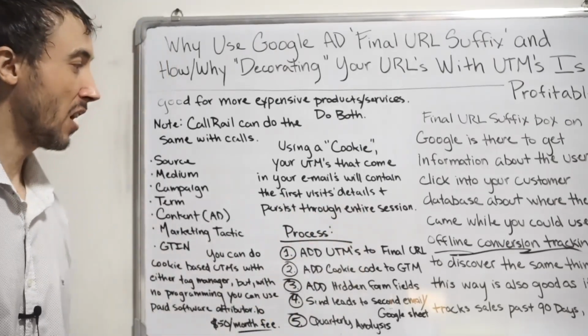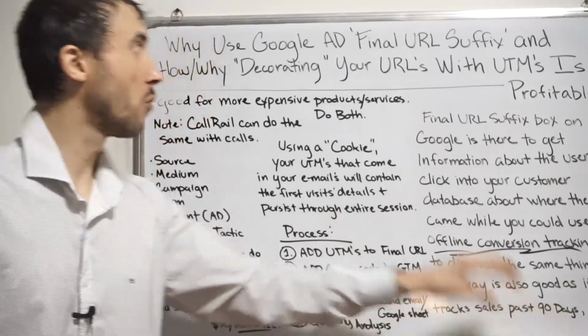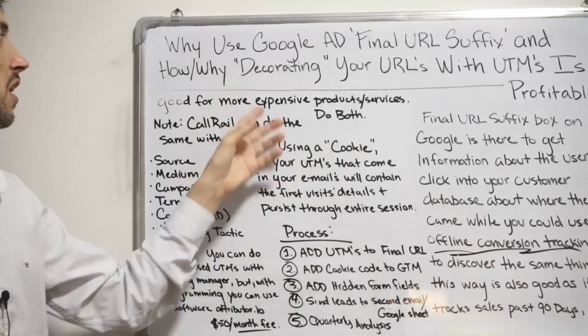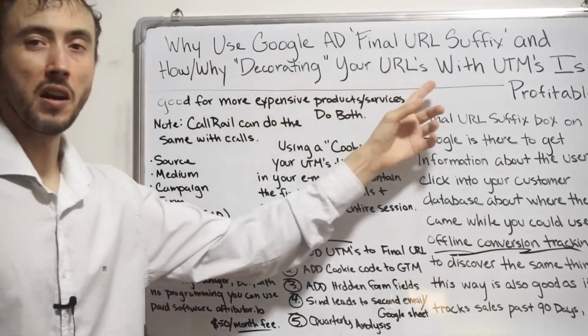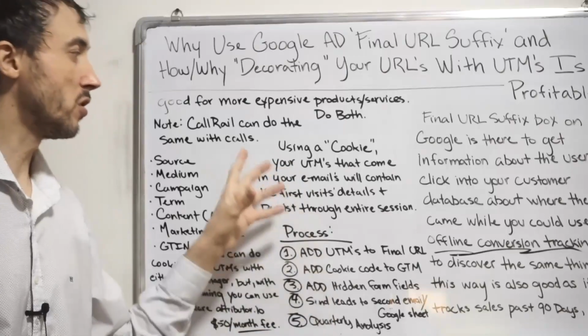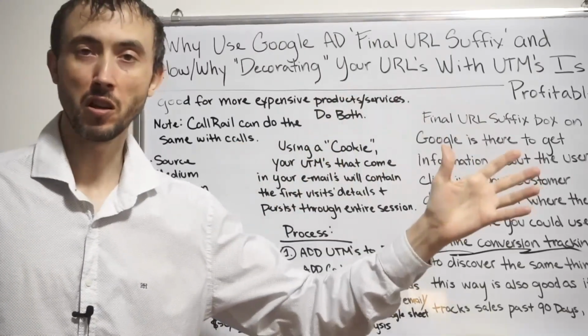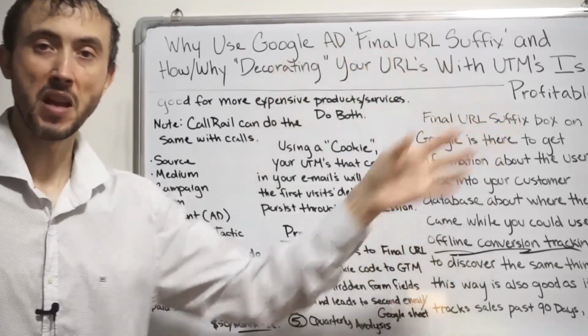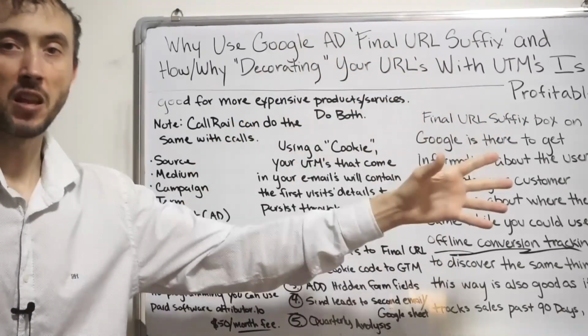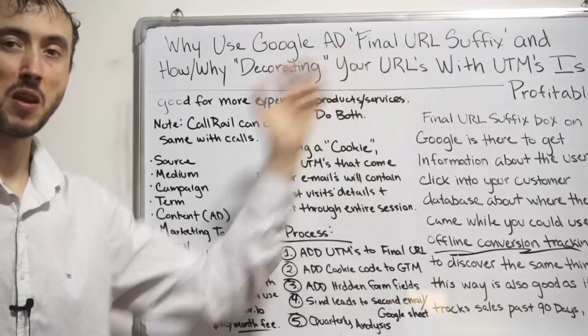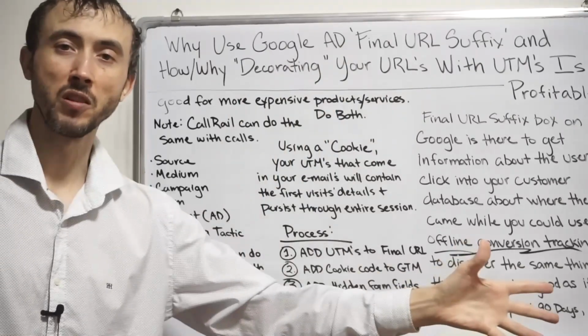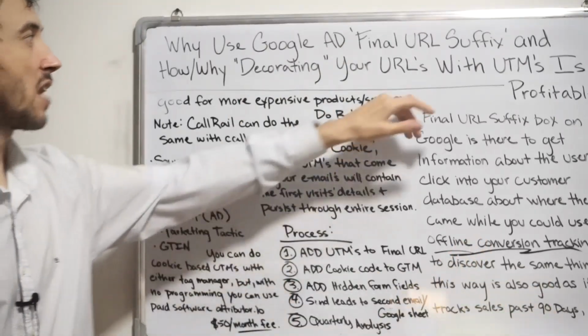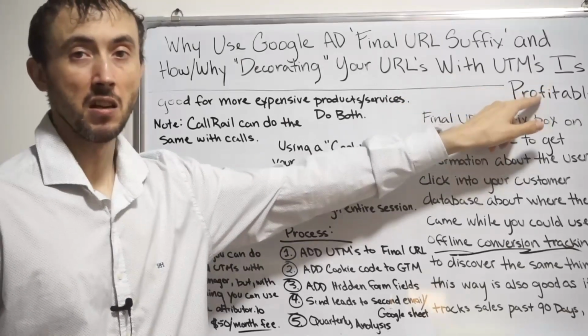So anyway, that's the whole thing in a nutshell, what final URL suffixes are. Decorating your URLs pertains to adding tracking information to your customer's URL so that ultimately when they fill out a contact form on your site, that tracking information can be pulled from the URL and sent in with the lead's details. That's how you're going to be able to make money.